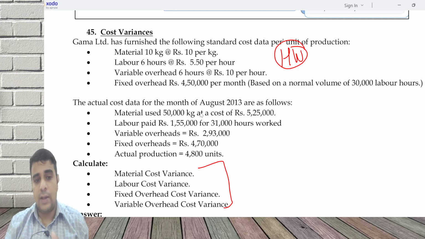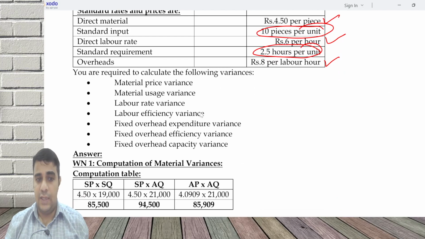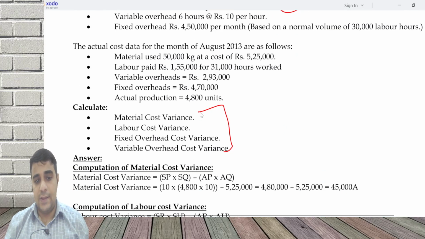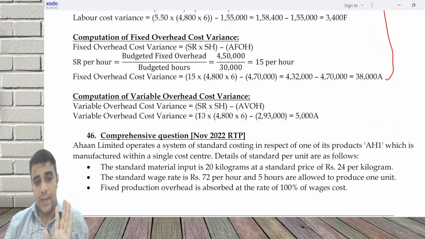So this is homework, but the question is asked only for cost variance, no breakup. In the last problem, if you see, they've asked for everything, so you need the breakup and all. But in this question, only the variances are directly calculated. First column, last column, first column, last column. That is what is needed.